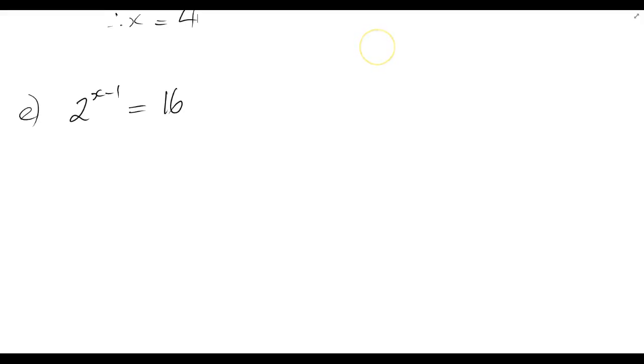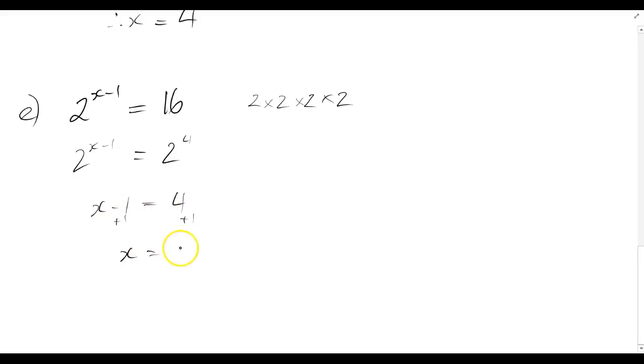And the last question, they might throw an expression at you, and that's fine. We deal with it in exactly the same way. I look at my base, it's 2, I've got 16, I want to write this in base 2. I'll do 2 times 2, which is 4, times another 2, that brings me up to 8, times another 2, that brings me up to 16. So 2 to the x minus 1 equals 2 to the power of 4. Because the bases are the same, this index must equal this index. So x minus 1 must equal 4. And then it's just an algebra question. I want to get x by itself, so I'm going to add 1 to both sides, and I get x equals 5. So that's worked example 14.